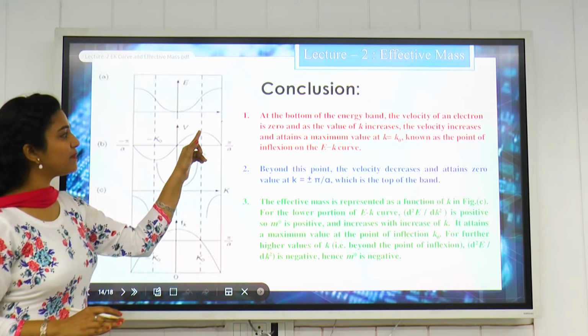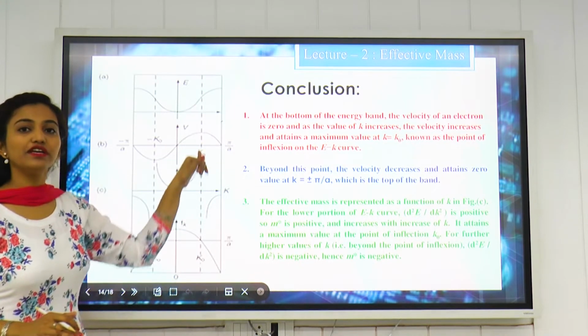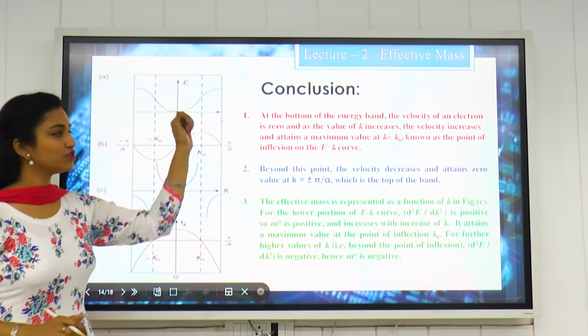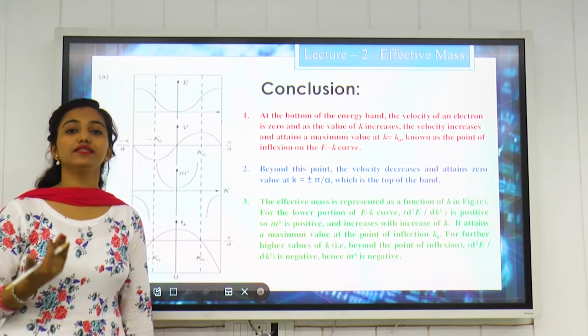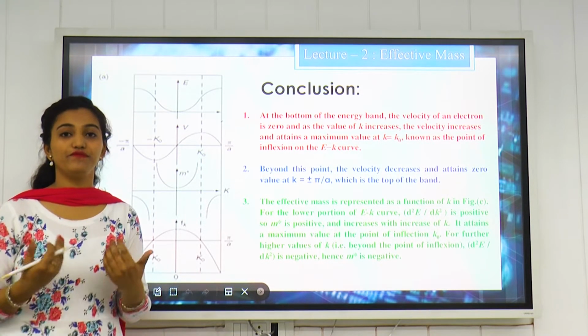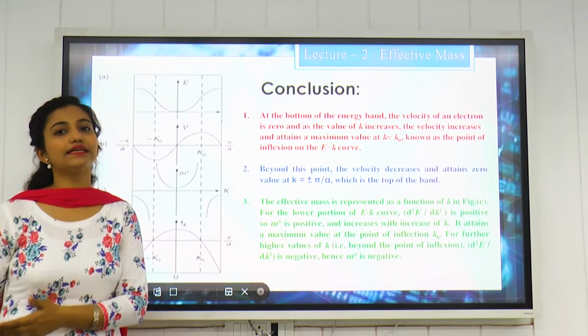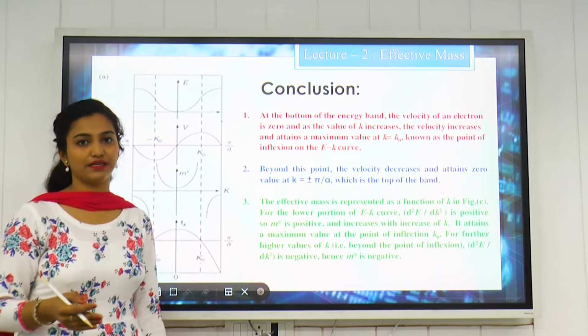And when it is partially filled, the value of k is actually the point of inflection, where the curve is changing its shape. So the value of velocity is maximum. It is giving the maximum velocity. The velocity of the electron is maximum, and hence the conductivity is also the maximum. It is moving like a free particle.